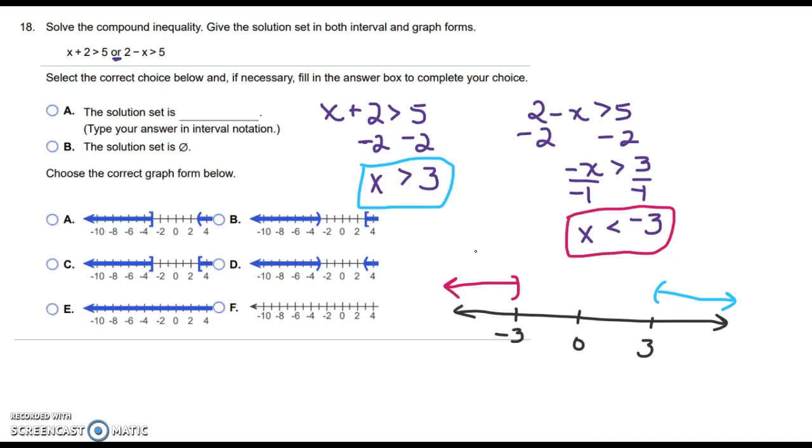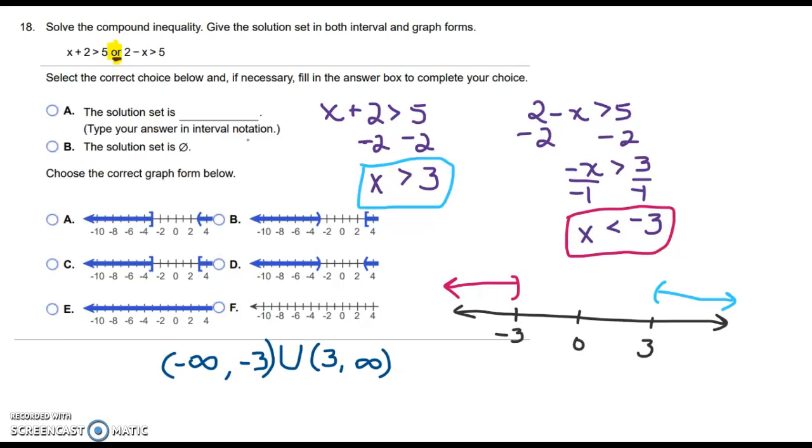Now in an or situation, when it says or, we wrote this down, or means one or the other or both. So you kind of just put them all together. So we're going to have both inequalities included in our answer. That means we're going to go from negative infinity to negative 3 with the parentheses, union, which means together with, another parentheses, positive 3 to infinity.